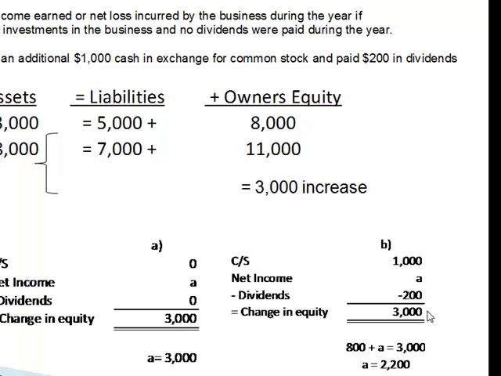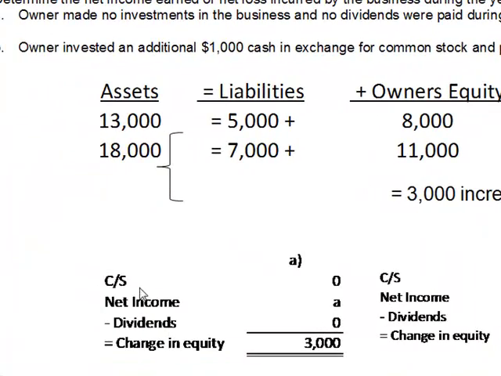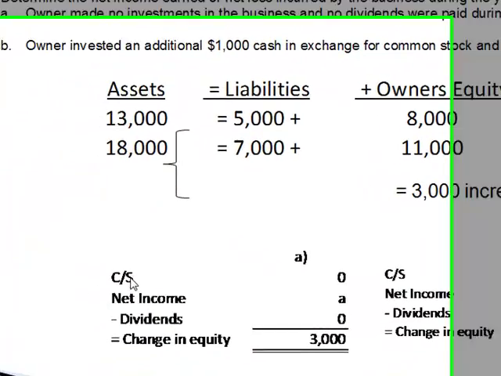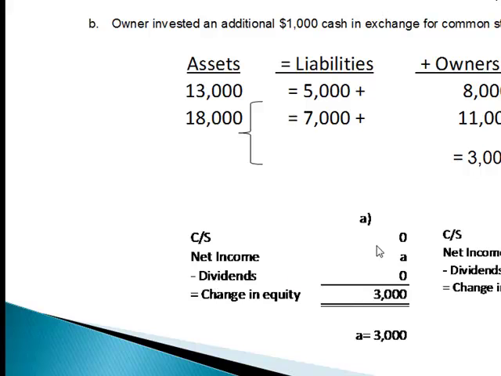So 1,000 plus 2,200 minus 200 does equal 3,000. If we do the same thing for A, there were no investments and no dividends. So our three pieces to equity: common stock, net income, and dividends. There was no change in common stock, no change in dividends. That means that the whole change of 3,000 was related specifically to net income.